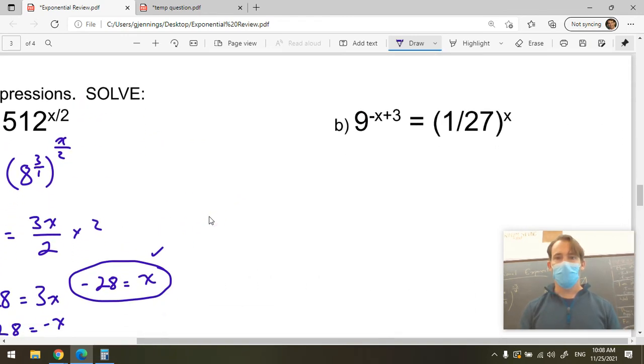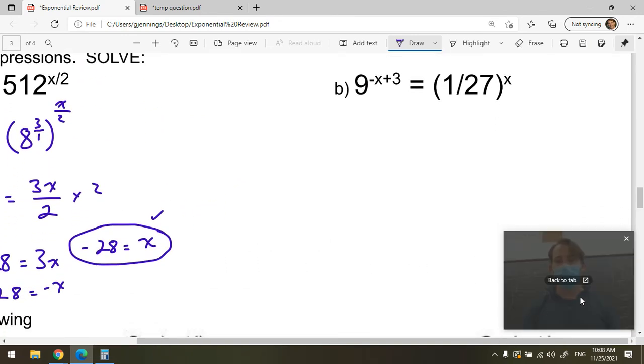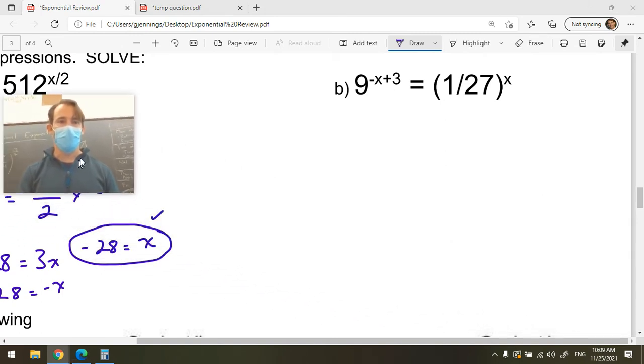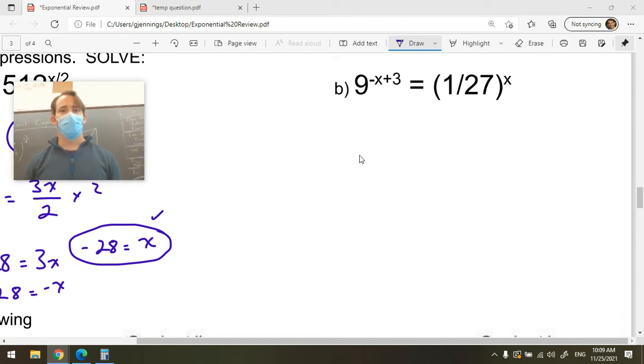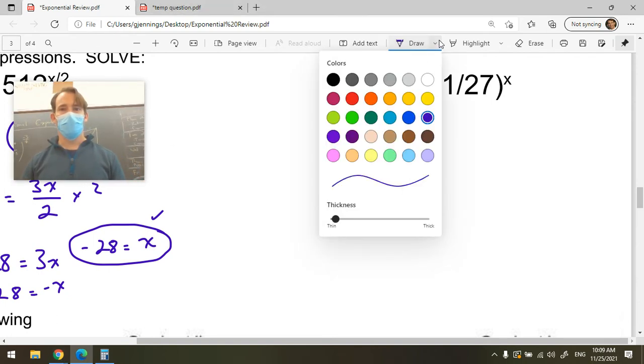Okay, so over here, 9 to the negative x plus 3 is equal to 1 over 27 to the x. Hey, Max, were you able to find how to do that with the common base? Yes. So what did it look like? Show me, tell me my next line here.